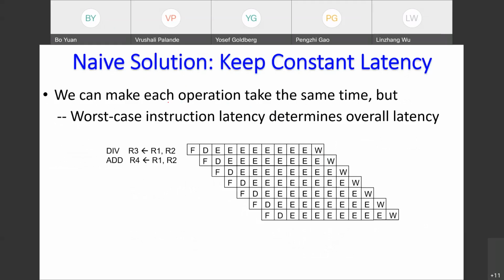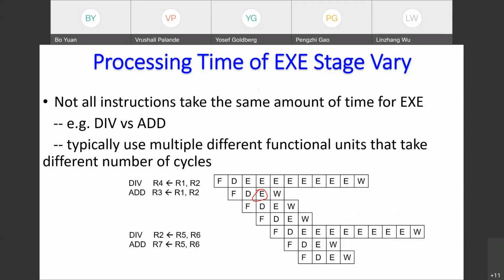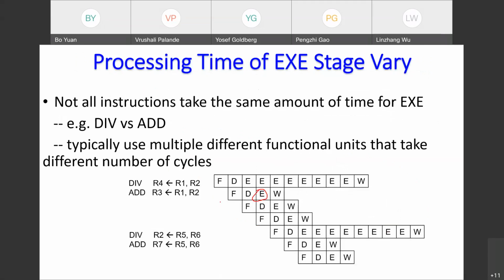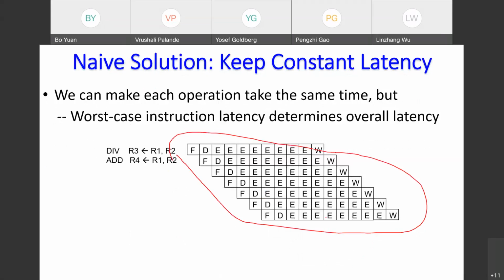Okay. So one naive solution is that we can keep all the instructions at the same time, to make sure your pipeline is very consistent, something like this. But obviously, this will cause longer latency. This is a very naive solution.